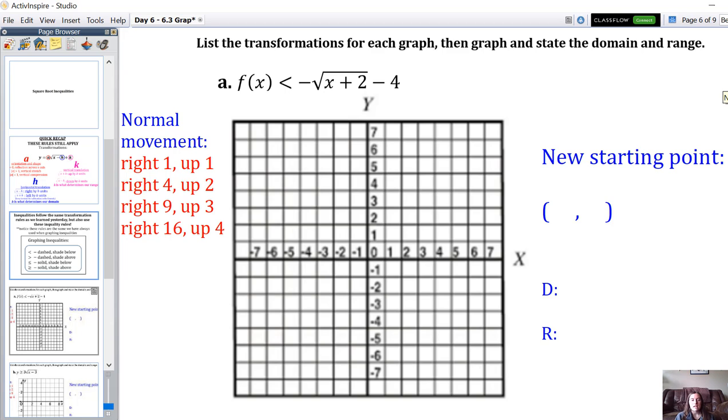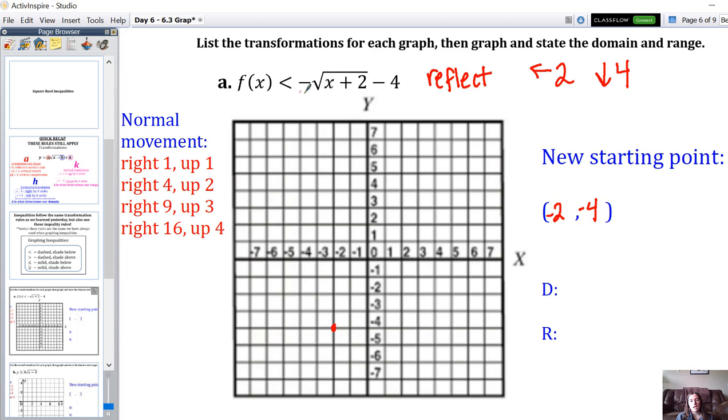We have f of x is less than negative square root of x plus 2 minus 4. That negative that's in front of the square root tells us we're going to reflect. The plus 2 on the inside tells us we're going to the left 2 for our new starting point. The negative 4 tells us our new starting point goes down 4. So from the origin, we're going to the left 2 and down 4. There's our starting point, negative 2, negative 4.